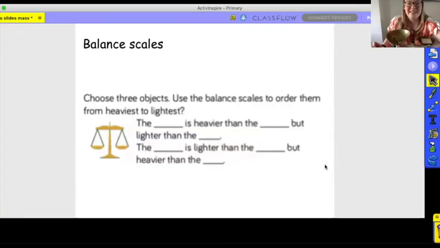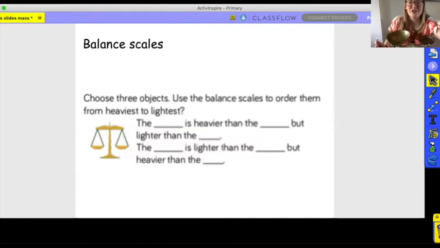I'm just going to share the screen with you again so we can see the STEM sentence. Okay, so here we go. The spoon is heavier than the pen, but lighter than the post-it notes. And we can always say it the other way. The spoon is lighter than the post-it notes, but heavier than the pen.